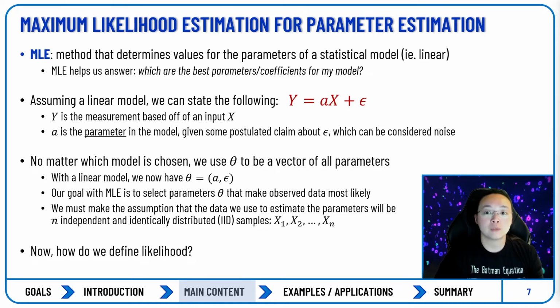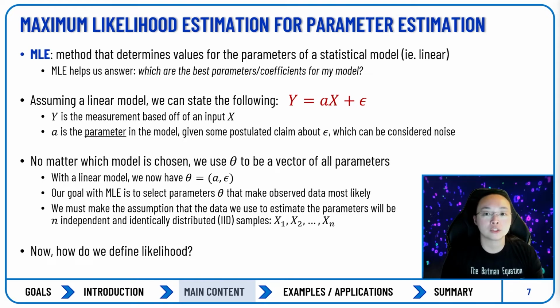So if we assume a linear model like we did before, we can state the following. Y equals, let's say, mx plus b. In this case, I'm going to use ax plus epsilon, where x is the input, y is the measurement or the output, and a is the parameter in the model, given some postulated error, epsilon, which is commonly referred to as noise as well.